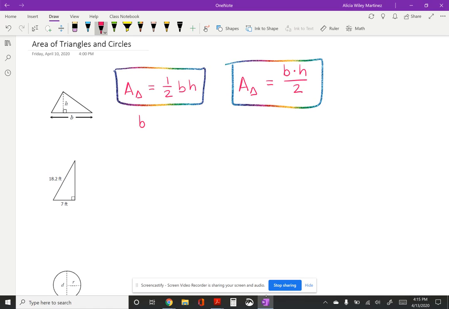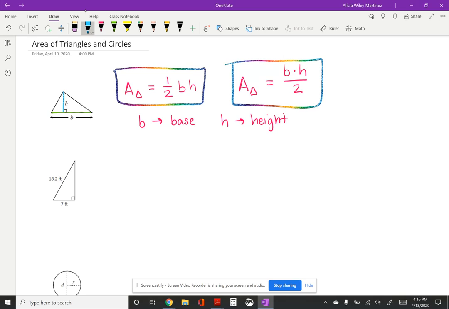Remember that the b variable represents the base and the height is represented by h. Now, the way that you find the height and the base is that the base is going to be represented as one of the lengths of the triangle, so the full length of the triangle. The height is represented by a perpendicular line that goes from a vertex to the base of the triangle.